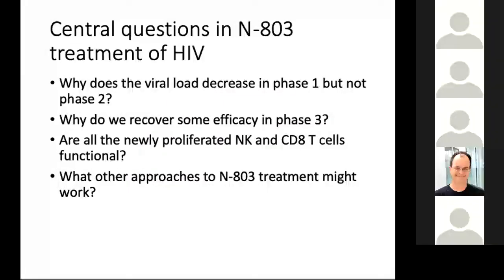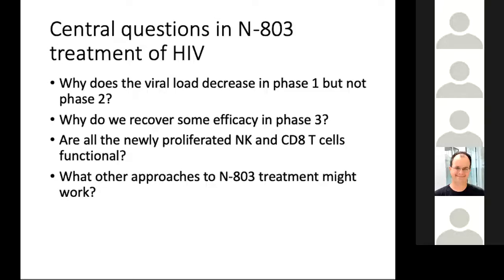So now that we have this data, this, as usual, brings up more questions than answers. So these are some central questions around this treatment. So why does the viral load decrease in phase 1, but then in phase 2, we don't see any response? Or why do we recover some efficacy in phase 3? What's special about that? And then we're seeing newly proliferated NK cells and CD8 positive T cells. Are they functional? What are they doing in this system?